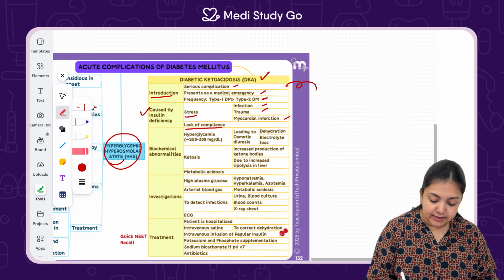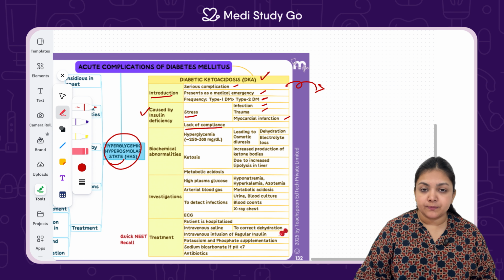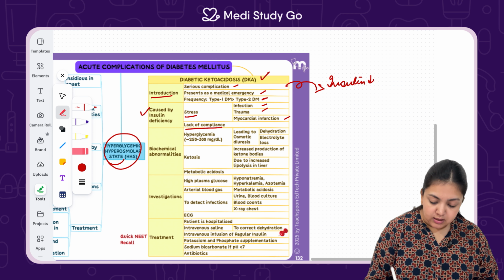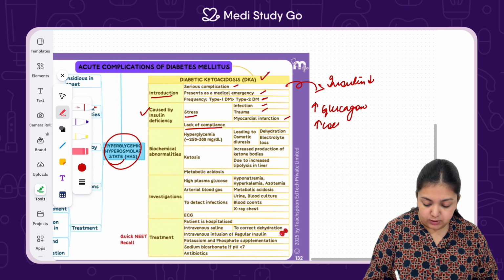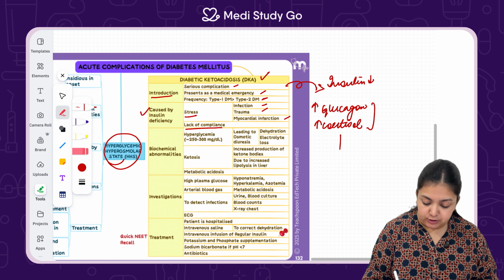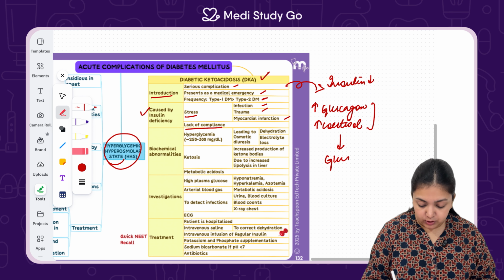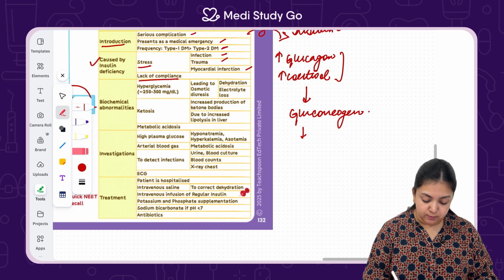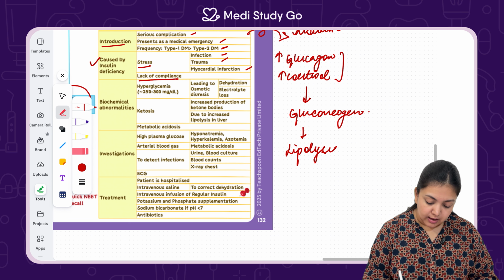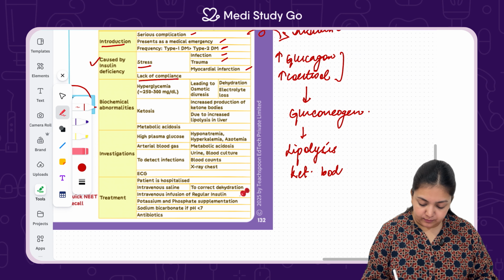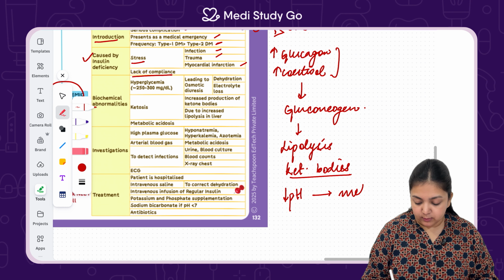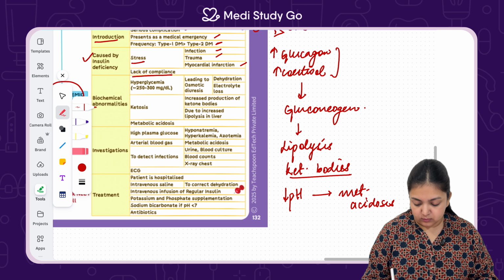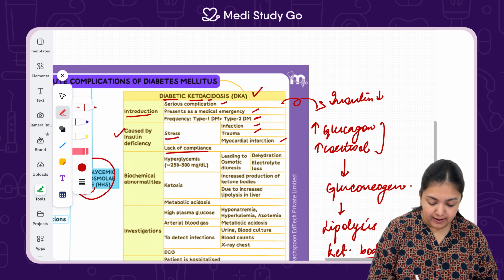So what exactly happens in diabetic ketoacidosis, or what is the pathophysiology? When the insulin in the body decreases, there is a compensatory increase in glucagon and cortisol because the body is in a state of stress. This leads to not glucose uptake, but gluconeogenesis. So more glucose is going to be formed. This is then going to cause lipolysis and also formation of ketone bodies. These ketone bodies are going to decrease the pH in the body and lead to metabolic acidosis. Hence the term diabetic ketoacidosis.